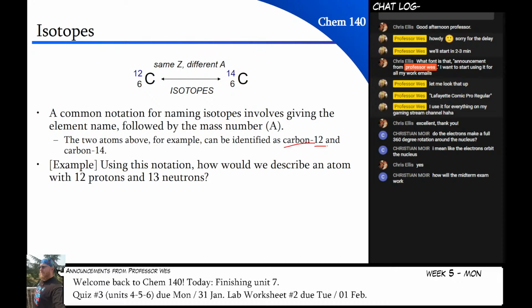Now, if you want to do this for this example here, I have 12 protons and 13 neutrons. What would I call this? And you can write this in the chat if you'd like to. But first you got to look up what element has 12 protons. So that's this. And then I need to figure out the mass number, which is these two added together. And so an atom with 12 protons and 13 neutrons would be called magnesium-25.